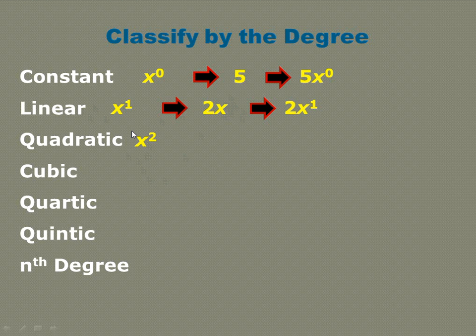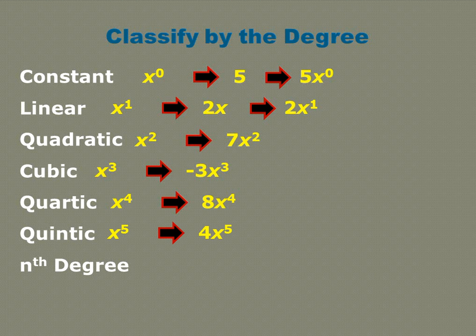Next is quadratic. That's going to be x squared. So an example of a quadratic term would be 7x squared. Cubic would be x to the third, so an example of that would be negative 3x to the third. Quartic would be x to the fourth, so 8x to the fourth would be an example of a quartic term. Quintic would be x to the fifth, an example of that would be 4x to the fifth.